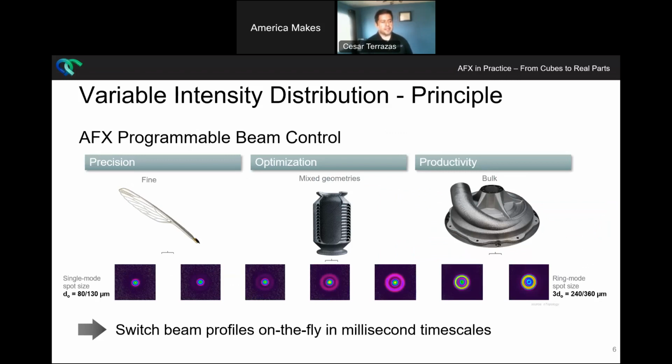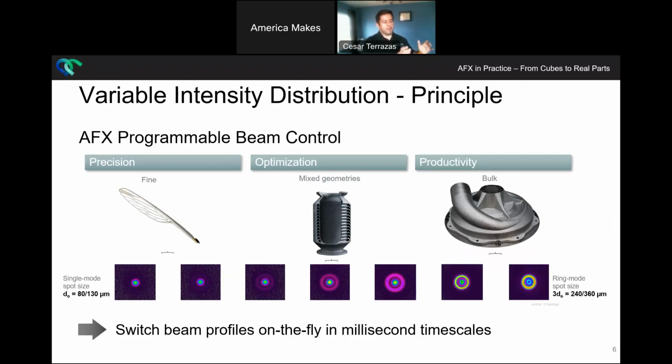So what is the AFX laser? The AFX laser is the offering from Enlight, which is a 1.2 kilowatt laser that can be used for melting in laser powder bed fusion. But the main characteristic of this laser is that it can be tuned to change the emission mode in 7 different modes.